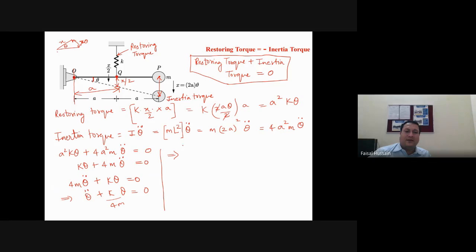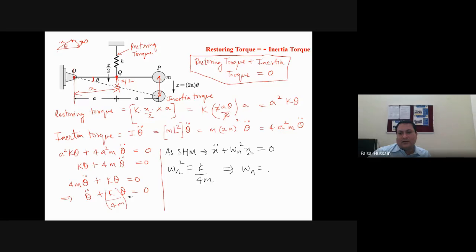This can be written as k by 4m. This is your equation. So as compared with the simple harmonic equation, what is the simple harmonic equation? It is x double dot plus omega n square x equal to 0. So omega n square, I am comparing the coefficient of x with theta, will be k by 4m. So from here, omega n will be what?